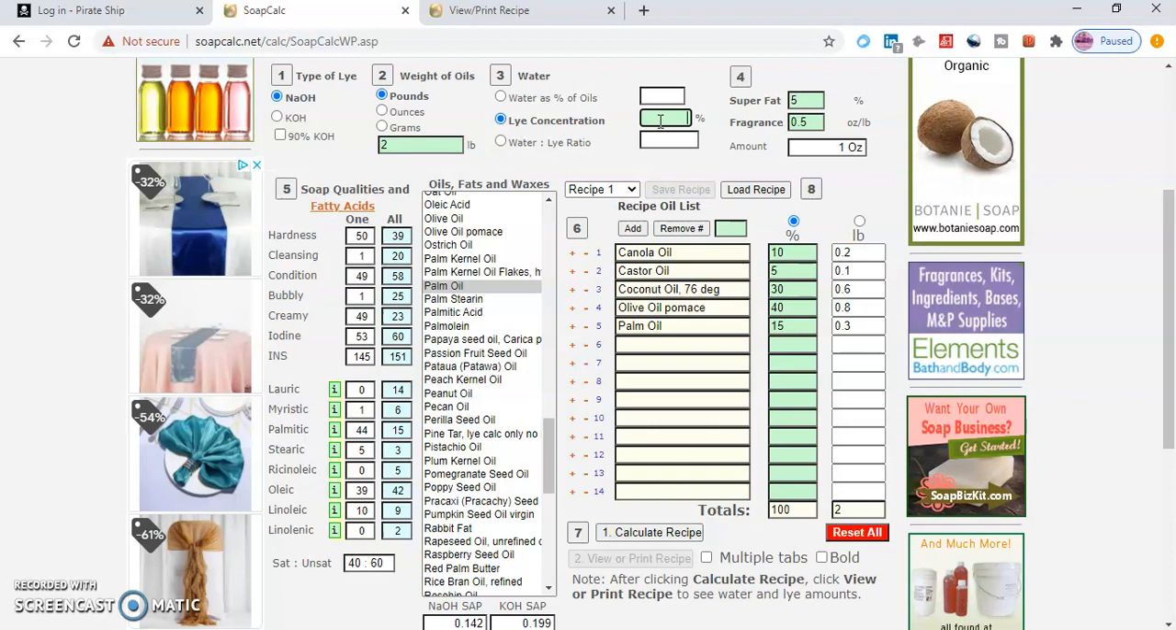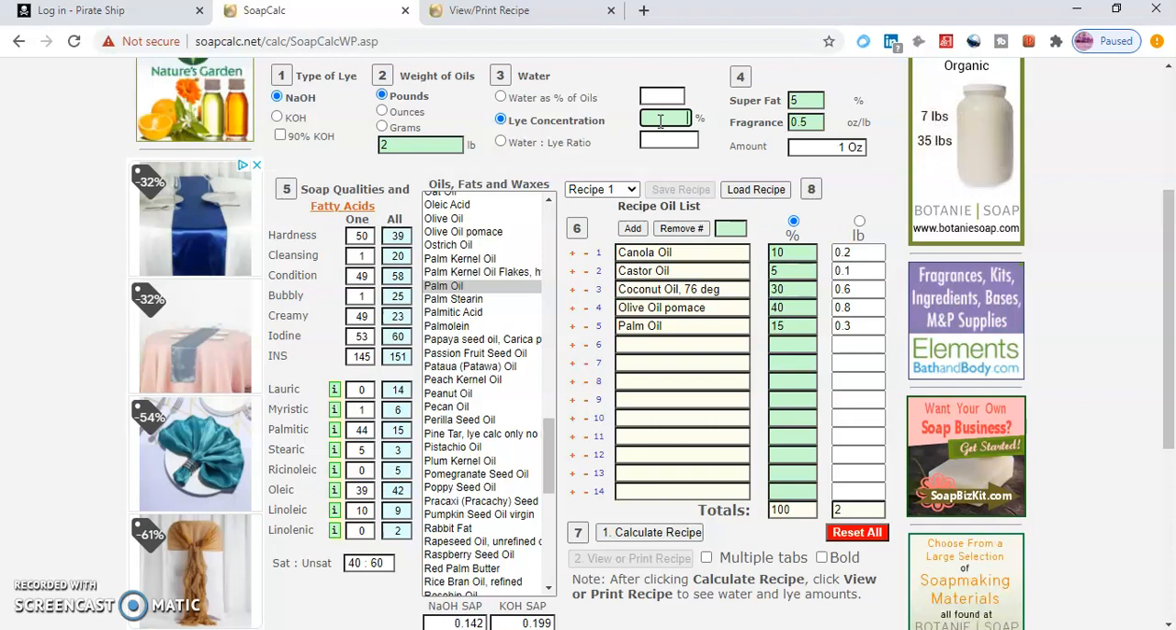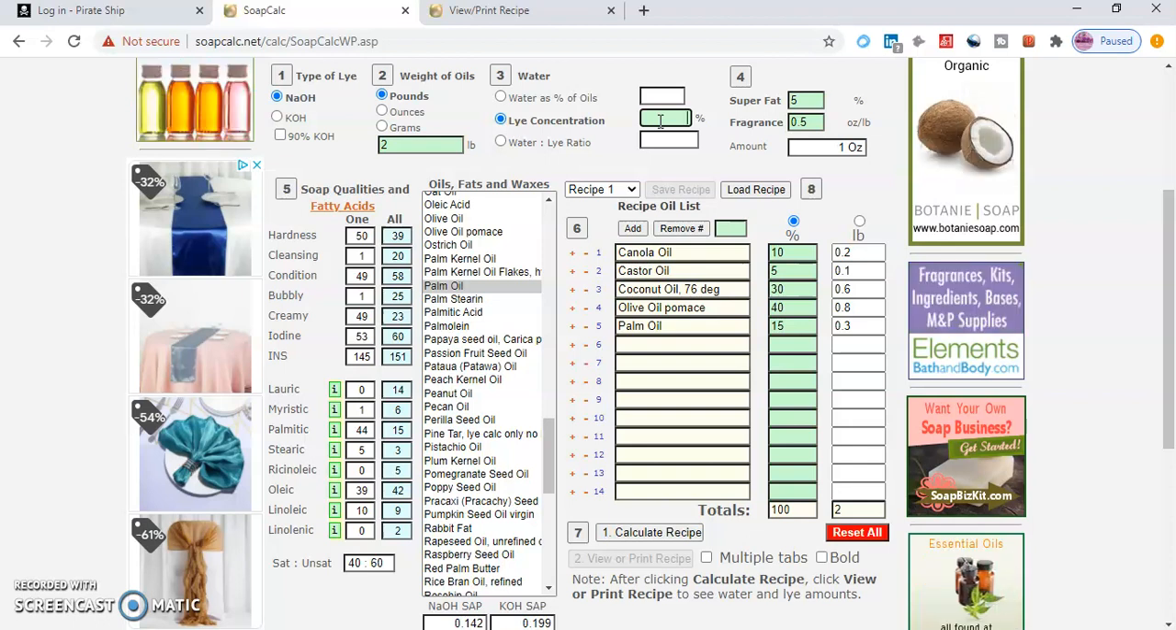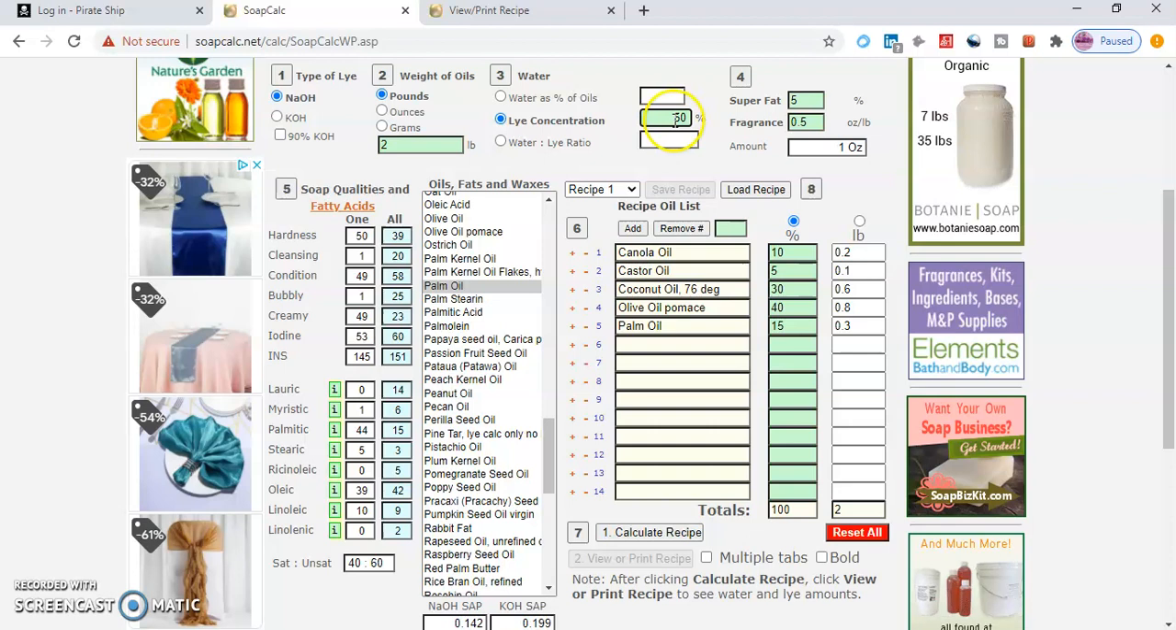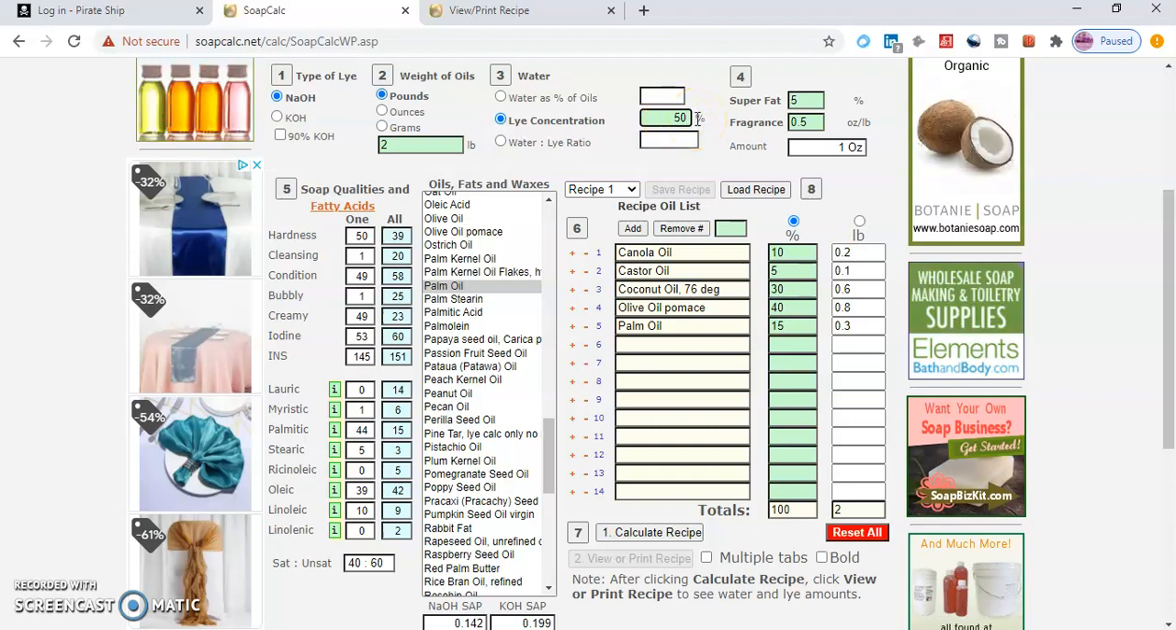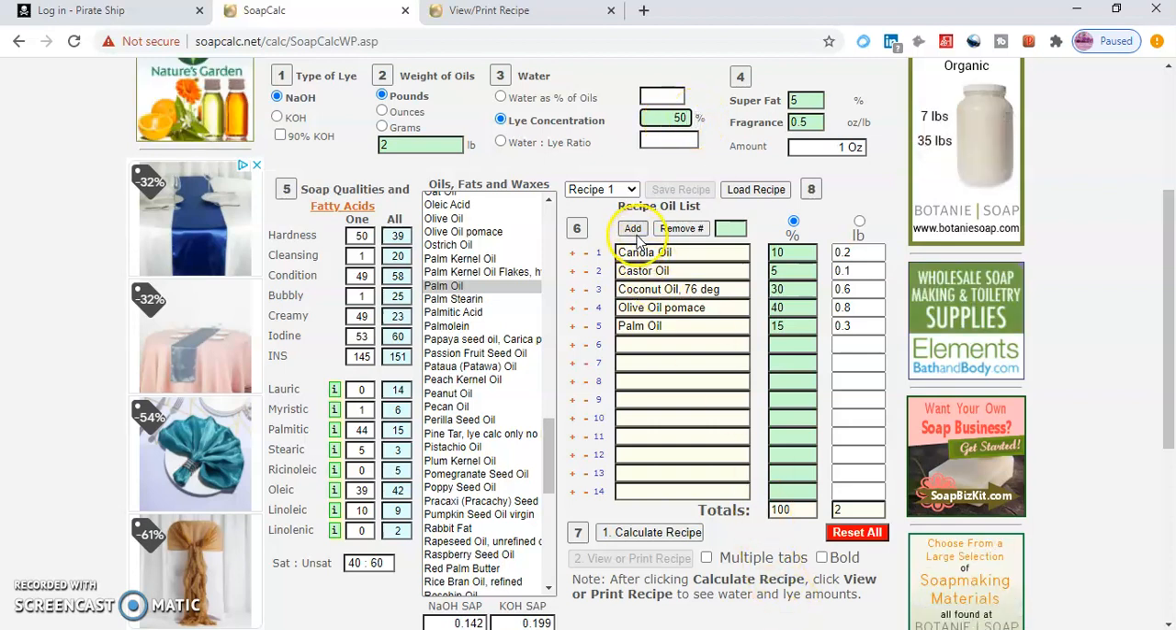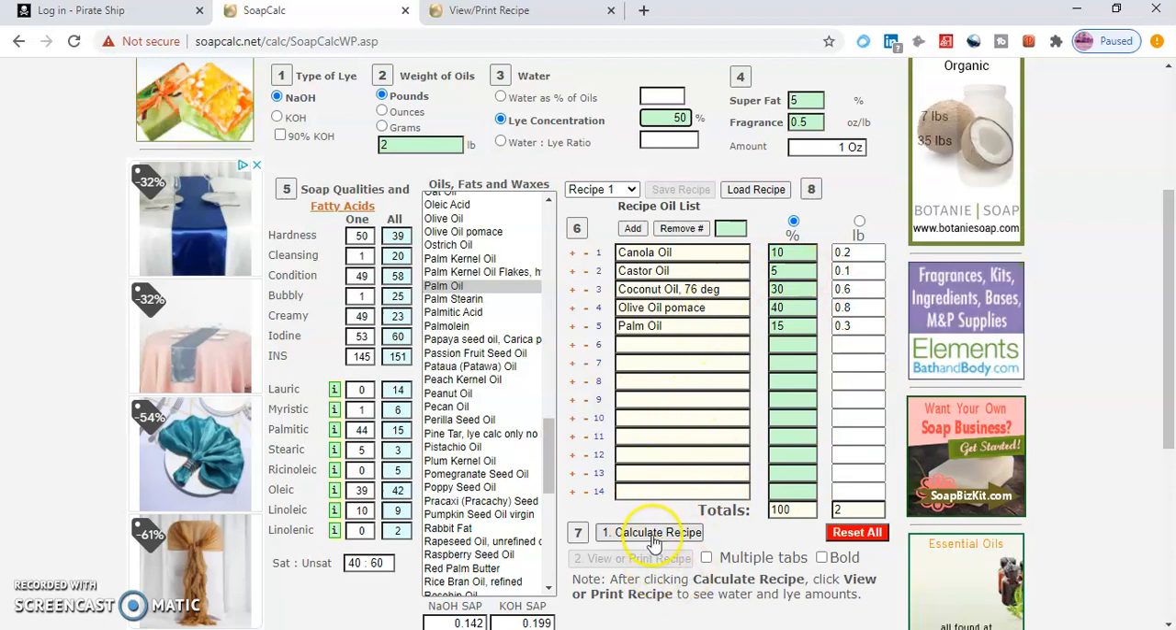For this demonstration, we want to give this batch a low water batch. With this being a low water batch, what we're saying is we want to do at least 50-50. So 50% lye concentration will give us 50% lye, 50% water. We haven't changed anything else on this recipe. What we're going to do is come over here.